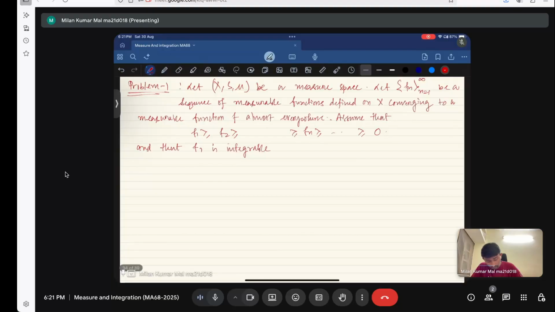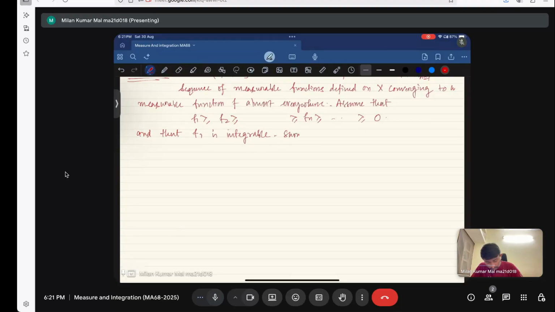Okay, integrable, so that limit n tends to infinity of the integral of fn d mu over x is equal to the integral over x of f d mu. Okay, so here we can do two things.